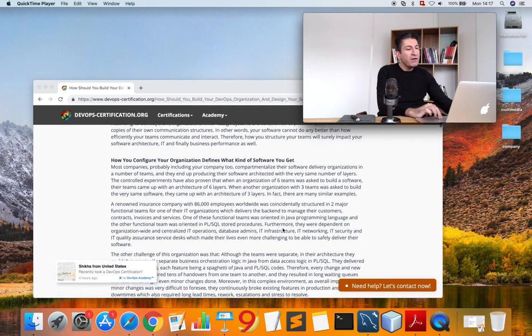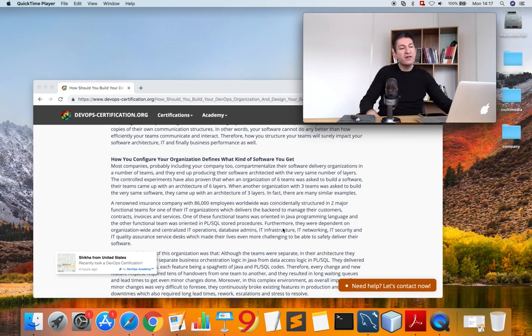Having said that, how you configure your organization defines what kind of software you are going to get. Most companies, probably including yours, compartmentalize their software delivery organizations into a number of teams, and they end up producing software architected with the very same number of layers. Controlled experiments have also proven that when an organization of 6 teams was asked to build a software, they came up with an architecture of 6 layers. When another organization with 3 teams was asked to build the very same software, they came up with an architecture of 3 layers. In fact, there are many similar examples.